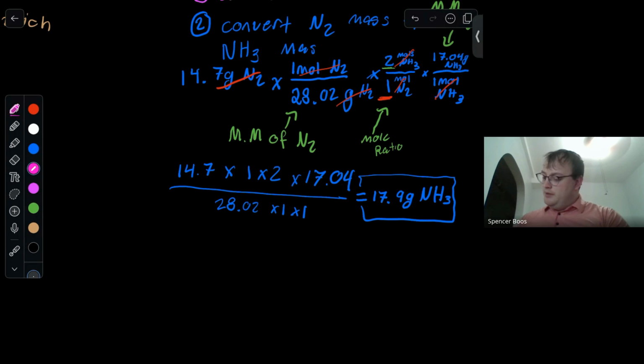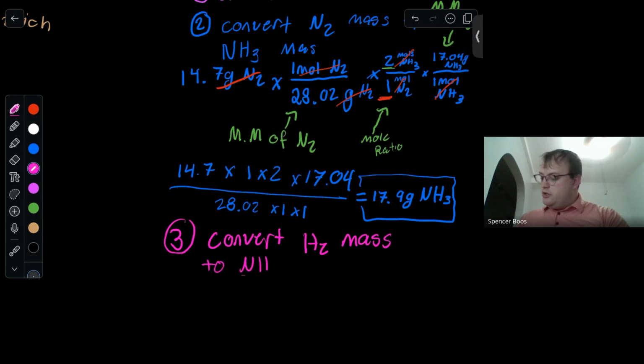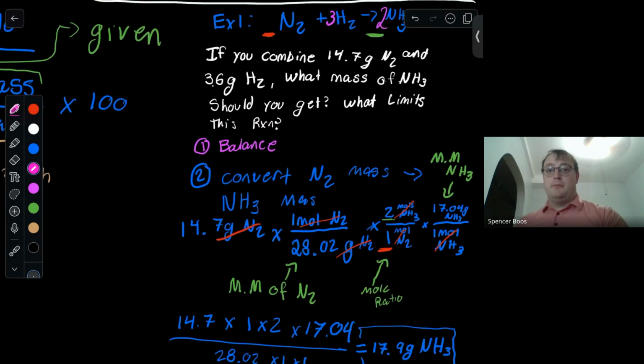Our next step, 3, is to convert the H2 mass to NH3 mass. All right. So, according to my values up here, which, by the way, all this information up here would be given to you on the exam, right? I'm not going to ask you to come up with values of this on your own. These are going to be given.